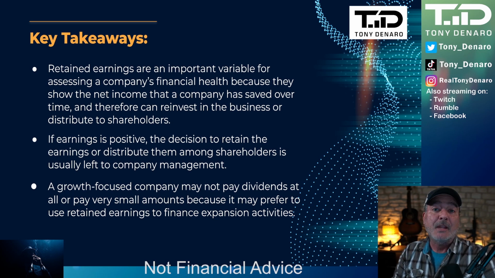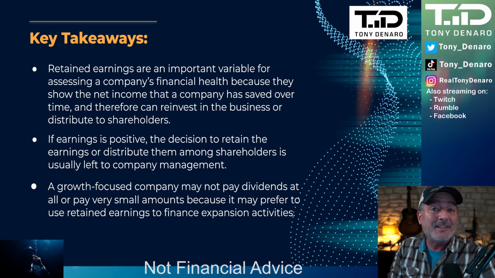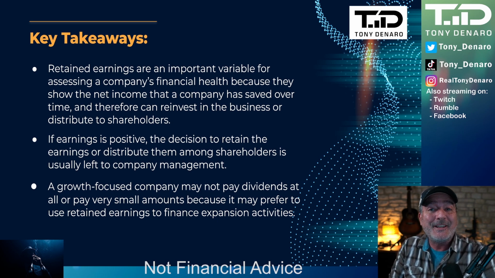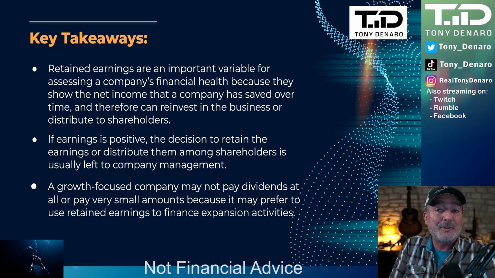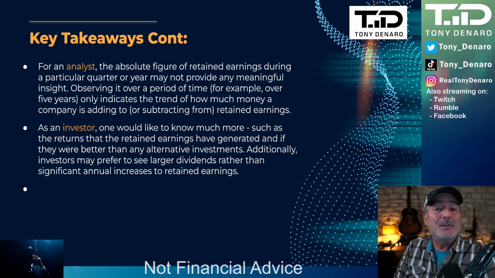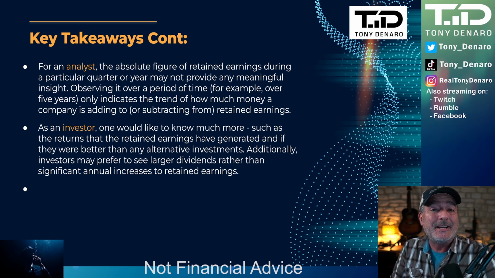It is the decision of management to decide how to invest that money or to distribute it to shareholders. Our job as investors is to judge them on, are they effectively managing that money? And we use ratios like the return on equity ratio or the payout ratio of dividends to judge them on their effectiveness of managing that money, and especially to judge them on those ratios relative to other companies in their sector.